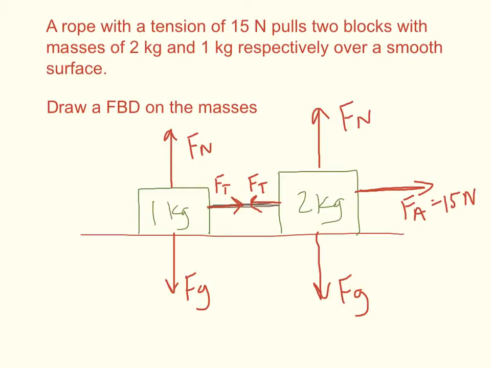Now looking at both of these masses together, we can see that some forces cancel out, and that's going to help us with the next part when finding the acceleration. So Fg cancels with Fn. This Fg cancels with this Fn. These two tensions in the rope between the two masses cancel out with each other, and so we're basically left with a force applied of 15 newtons, which is going to represent our net force.